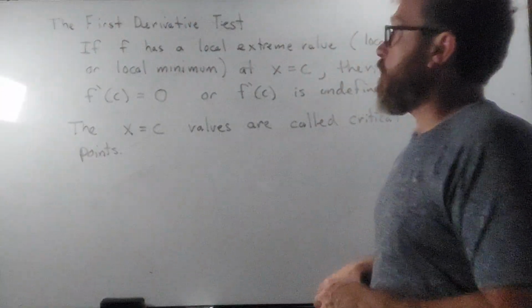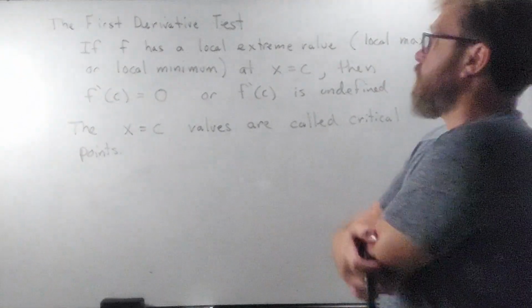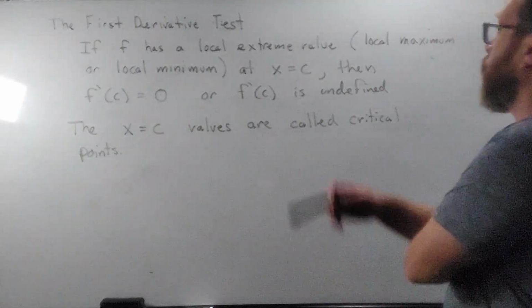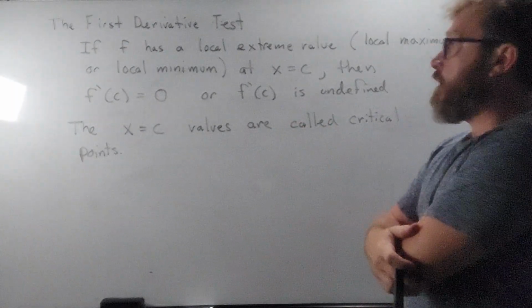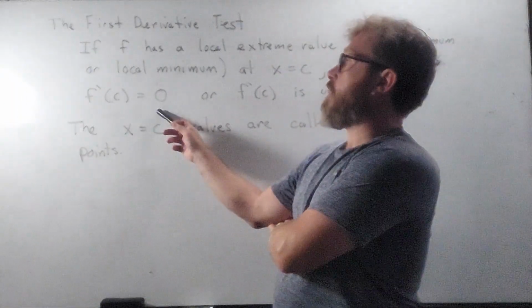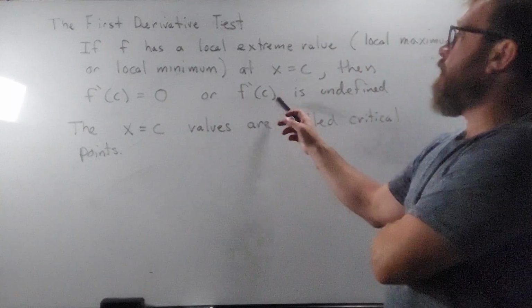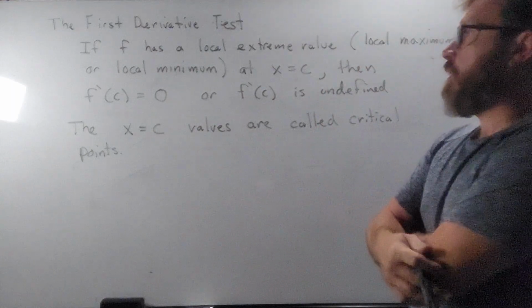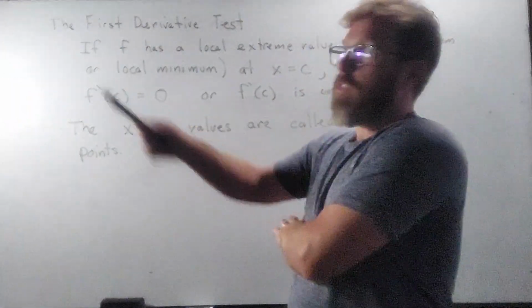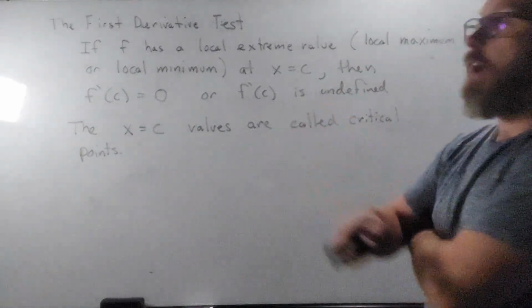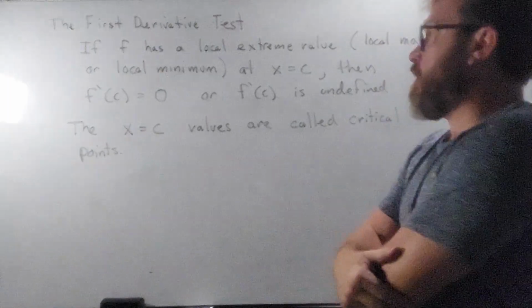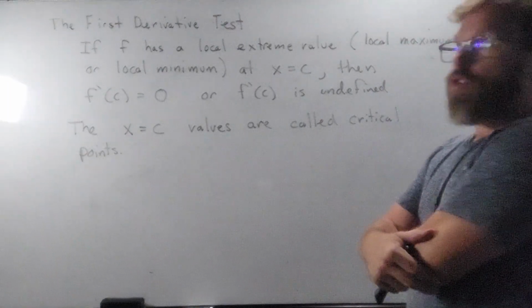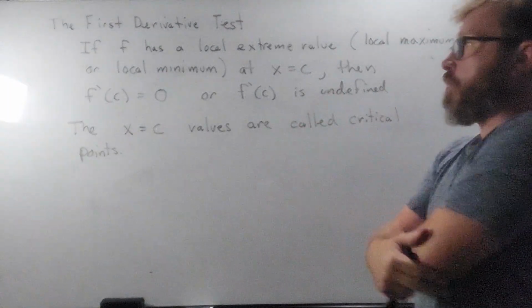All right, so the first derivative test. If f has a local extreme value, we're talking about a local maximum or a local minimum at x equals c, then f prime of c is equal to 0, or f prime of c is undefined. Now, most calc books will just simply state this, but I also like to consider this undefined in case we have something that is sharp. And I'll show you some pictures to verify this part as well.